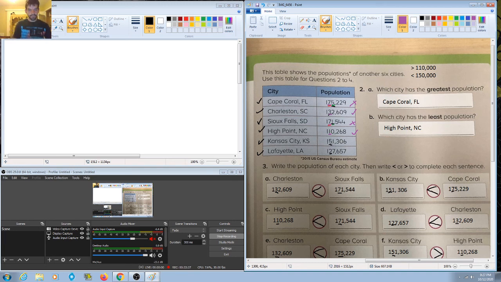For Kansas City, Kansas, we have that 5 in the 10,000s place, but we have to be careful here because if we go to the thousands place, I'll use yellow, we see that 1 in the thousands place is greater than 0 in this thousands place. So unfortunately, the Kansas City, Kansas population won't fit this criteria because it's greater than 150,000 for a population. And then this last one here, we have Lafayette, Louisiana, so that's 2 in the 10,000s place, which is going to meet our criteria that is greater than 110,000 and less than 150,000. So those 3 cities are going to work. So we have Charleston, South Carolina, High Point, North Carolina, and Lafayette, Louisiana.